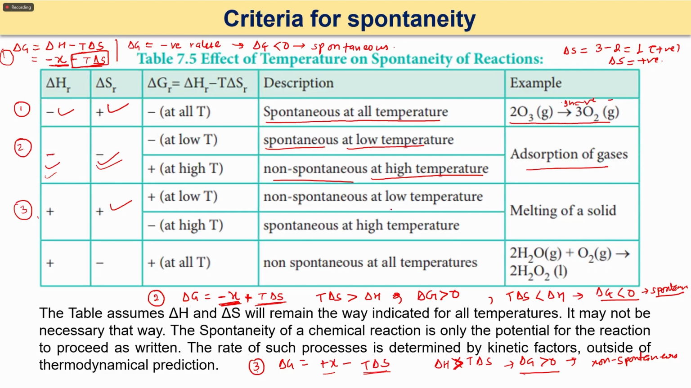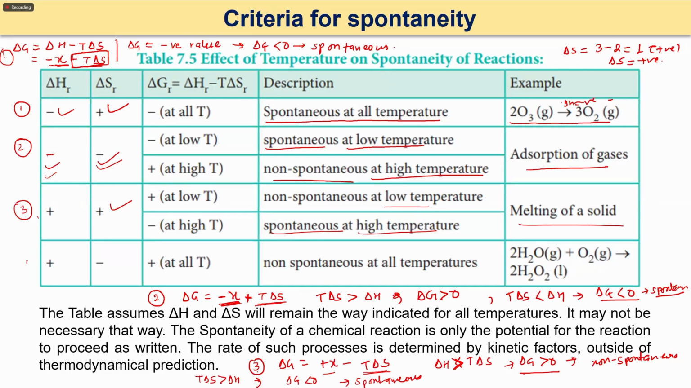And at high temperature, if temperature is high, that means T delta S will be greater than your delta H. If that is the case, delta G will be less than 0 and this will make the process spontaneous. So it is written that at high temperature, the process is spontaneous if your delta H and delta S both are positive. And an example is there.